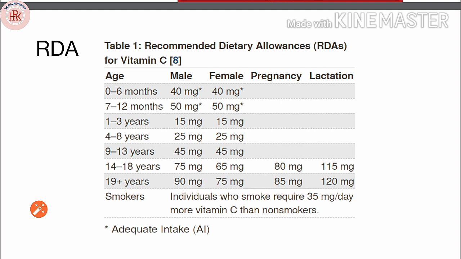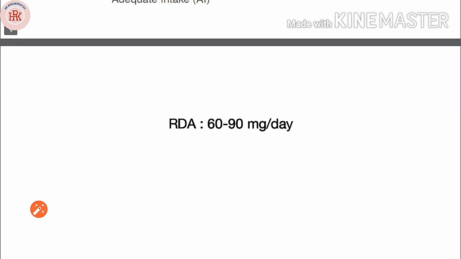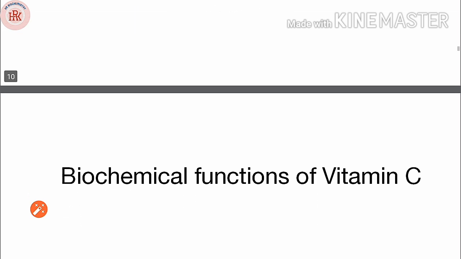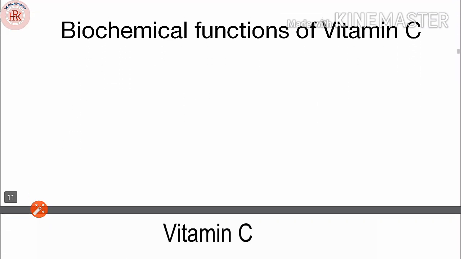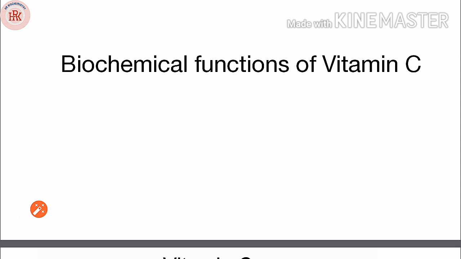Now coming to the recommended daily allowance of vitamin C. The vitamin C RDA depends on age and gender. Also the requirement increases during pregnancy and lactation, but on an average we require 60 to 90 milligrams per day. This is the RDA. And then coming to the most important part, the biochemical function of vitamin C.